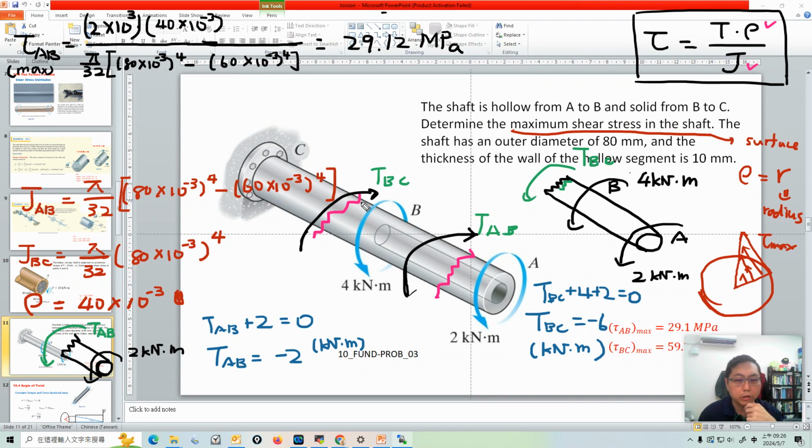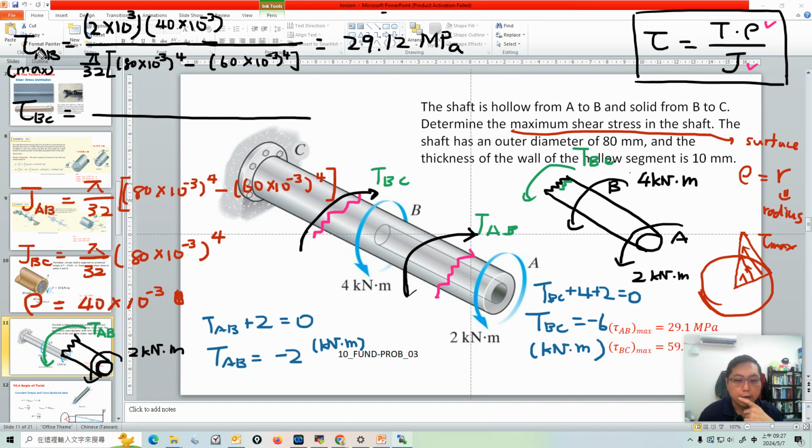But what about the maximum shear stress in BC? If you want to determine the maximum shear stress, we only calculated the AB section, but there's a BC section, right? So how do we do the BC section? First of all, let's put the torque into the equation, just the same as I did in the AB shear stress calculation.